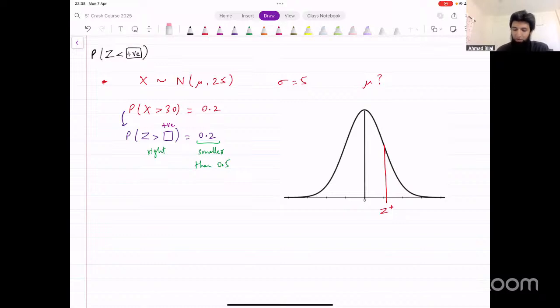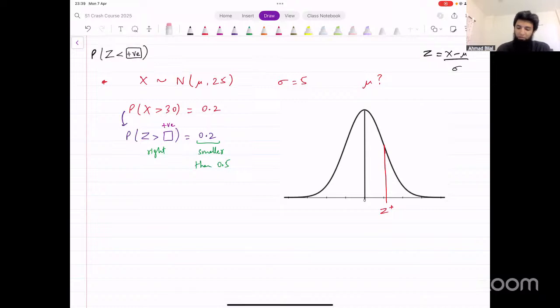This is what we are looking for. Once we find the Z value, we can just input it in the formula Z equals X minus mu over sigma, and we will be able to find the value of mu. But it's not the standard form. It's Z greater than a positive value. Table can only be used when you have Z less than a positive value. How do we convert it to that form?